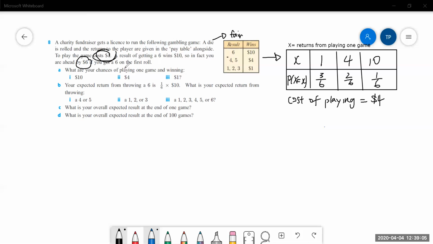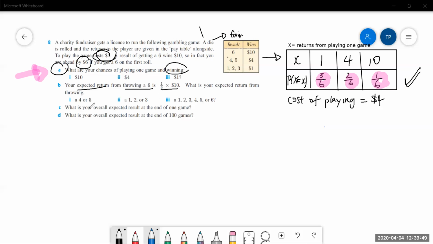So what are your chances of playing one game and winning $10? The whole point of this part A was to help you come up with this table. So you already have all your probabilities over here. That is for part A. Next up, your expected return from throwing a 6 is 1 over 6 times 10.